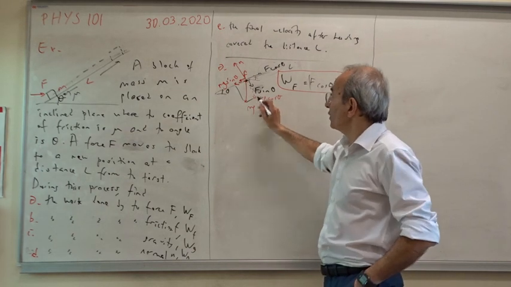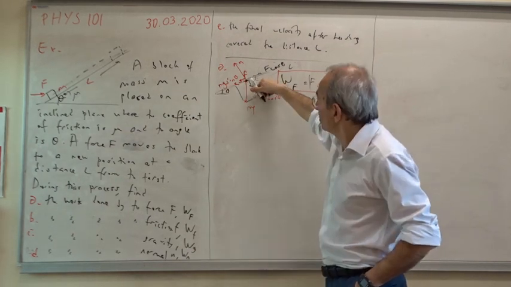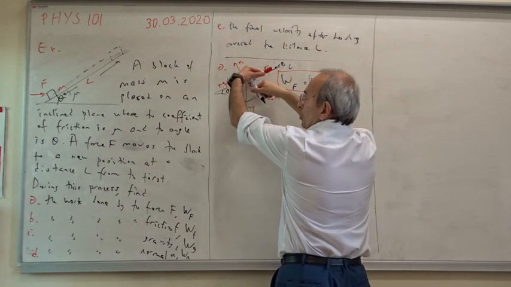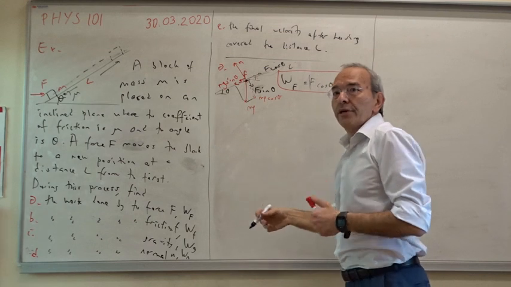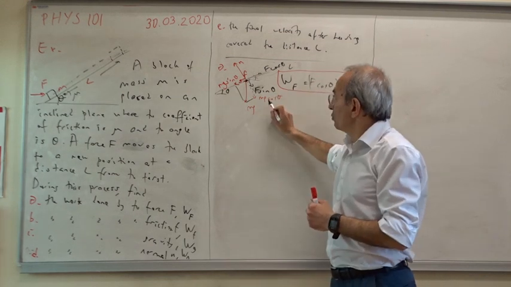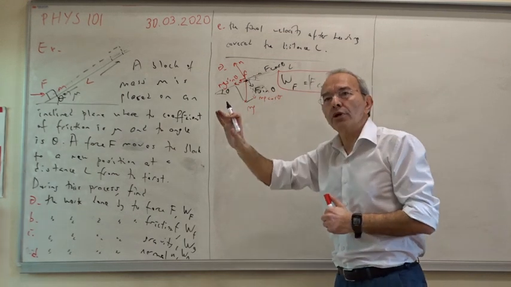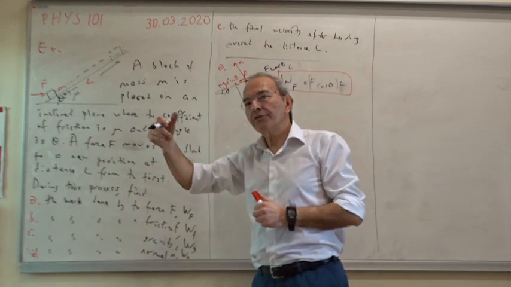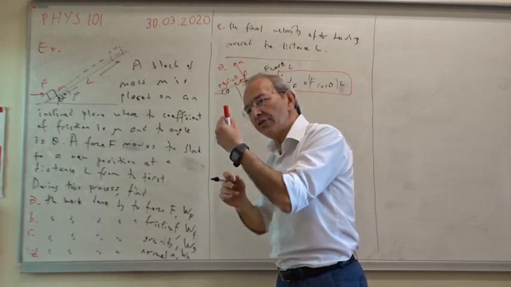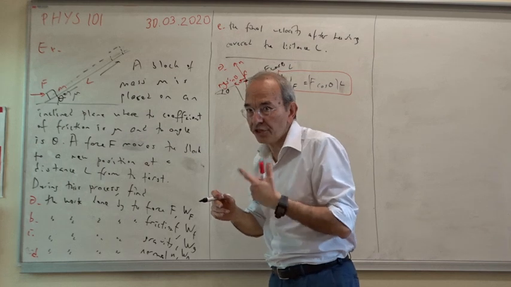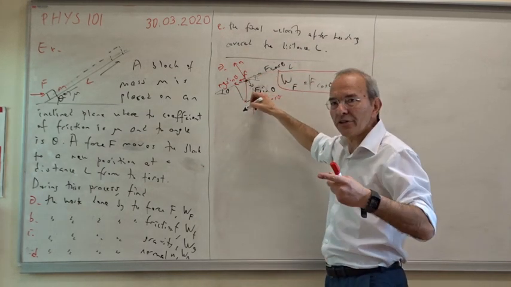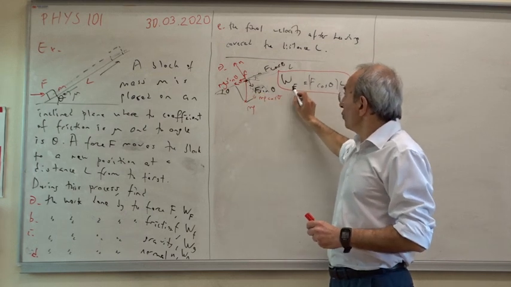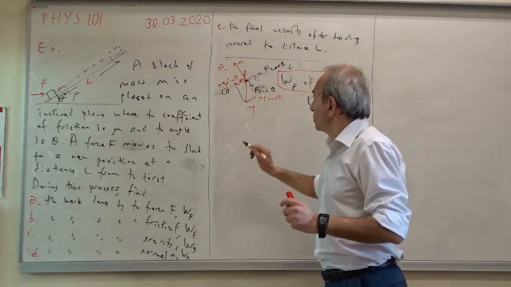Because F sine theta doesn't do any work. The F sine theta component is perpendicular to the displacement. They make an angle of 90 degrees, therefore there is no work done by this perpendicular component. But it affects the normal force, and therefore it affects the friction. Work done by friction is influenced by this perpendicular component of your applied force. But the work done by capital F is just this much.